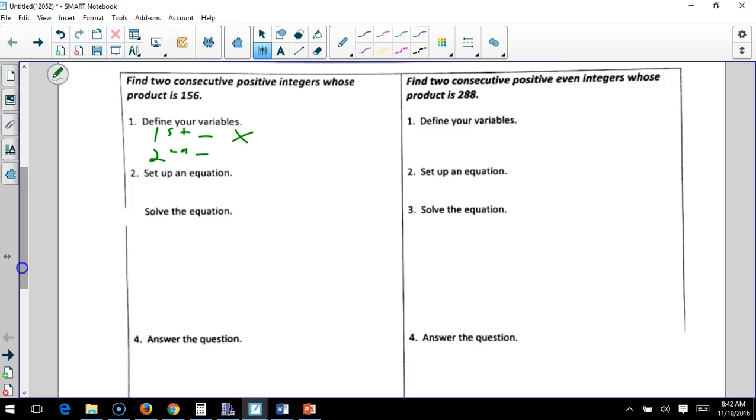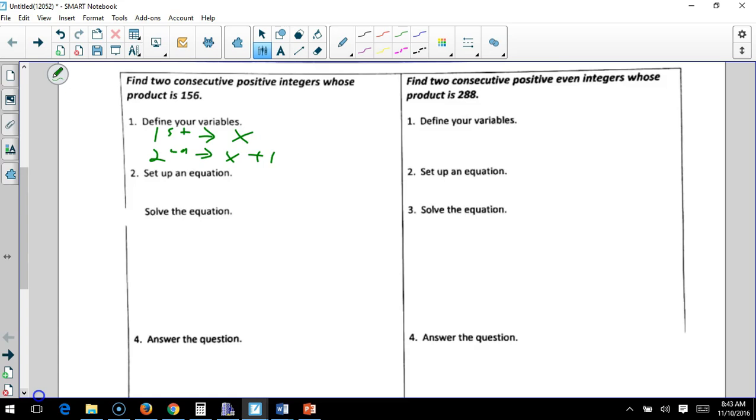If we're talking about consecutive numbers, think about what I said. Consecutive numbers differ by 1. So the next one after x is simply x plus 1. The next number after x is x plus 1. Think about it. If x is 3, x plus 1 is 4. If x is 12, x plus 1 is 13. That's consecutive, and they're positive.